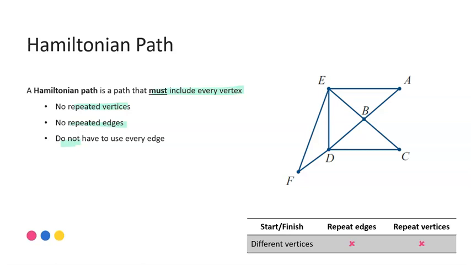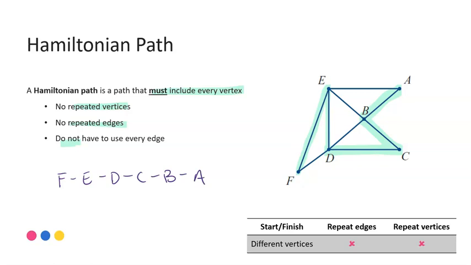Now, unfortunately, with Hamiltonian, there isn't a quick little check that we can do at the beginning with a degree of vertices like there is for the Eulerian. So with this one, we just have to jump in and see what we can create. So if I was to start at F, I could travel to E, D, C, B, and A, and I formed a Hamiltonian path.